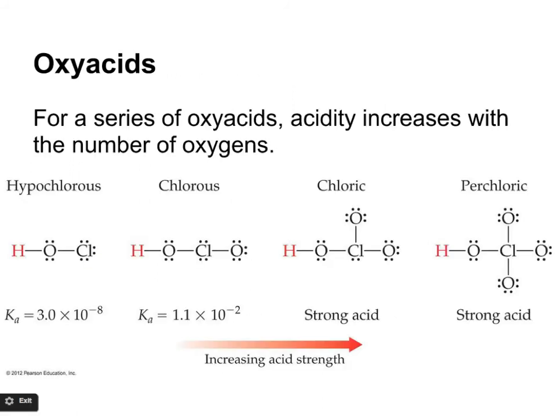The last thing we're going to talk about is oxyacids, acids with oxygen in them. For a series of oxyacids, acidity increases with the number of oxygens. So hypochlorous acid, HOCl, has a pretty low Ka value. Chlorous acid adds one more oxygen, and the Ka increases. And when we get to chloric and perchloric acid, those are actually our strong acids. They dissociate 100%. They don't have a Ka value. So the more oxygens we add to polyatomic ions and their acids, the more the strength of those acids increases.